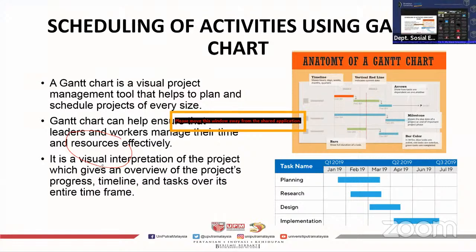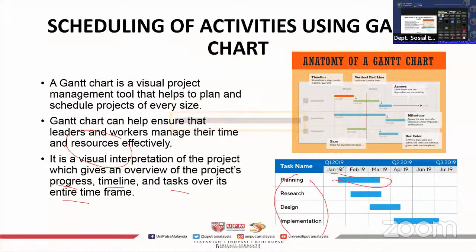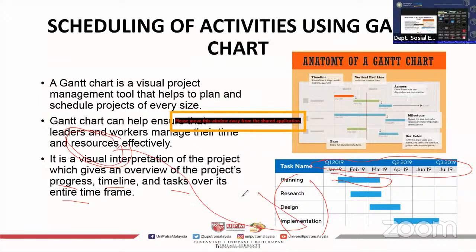So it is basically a visual interpretation of a project which gives an overview of the project progress, timeline, and tasks over its entire time frame. Here we can show the progress, we can show different types of activity, and we can show the different timelines. Here the resources can be allocated to each of the activities that you have highlighted or listed.